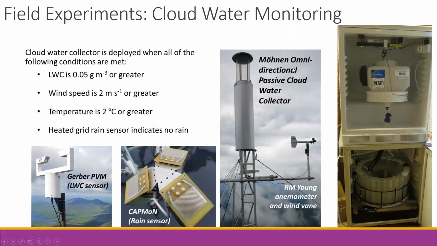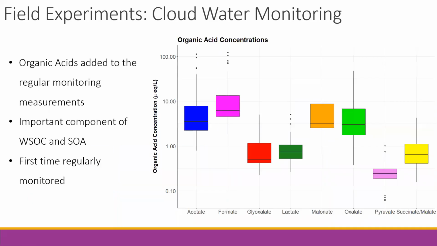As the cloud passes through the cloud water collector, the water beads up on the Teflon strings and goes down a long array of tubing into a refrigerated accumulator, which we dump every 12 hours to run chemical analysis on. We're going to continue the regular chemicals that have been monitored in the past, like sulfate, nitrate, and ammonia. But in 2018, organic acids were added to the suite of regular measurements.